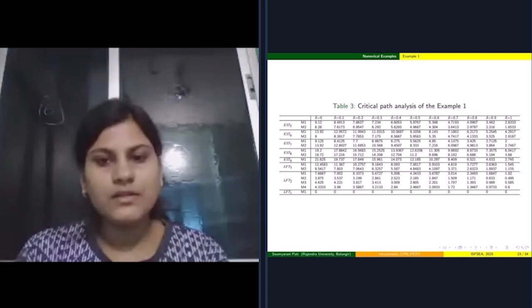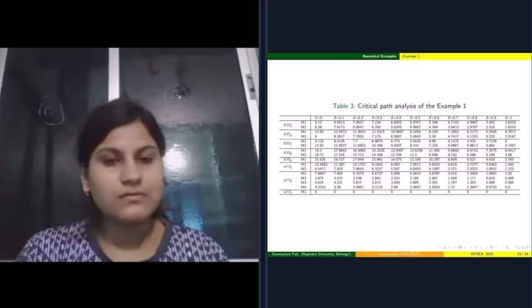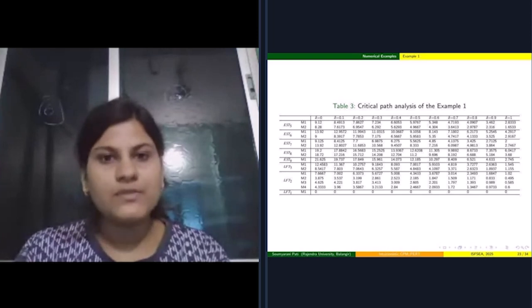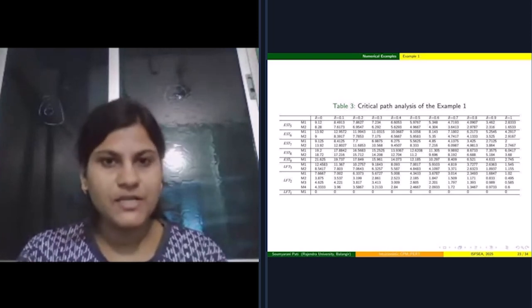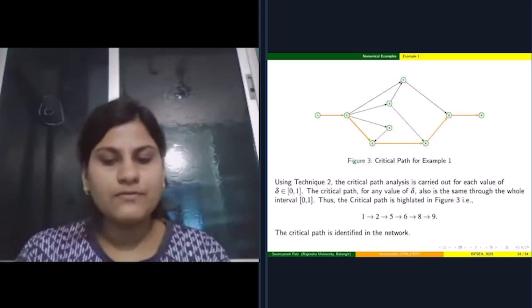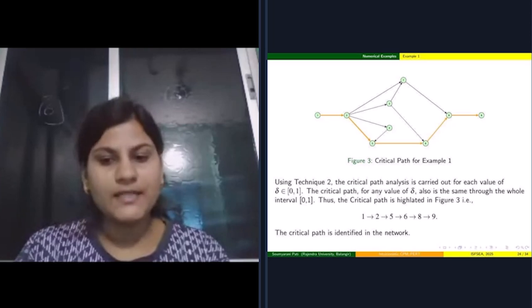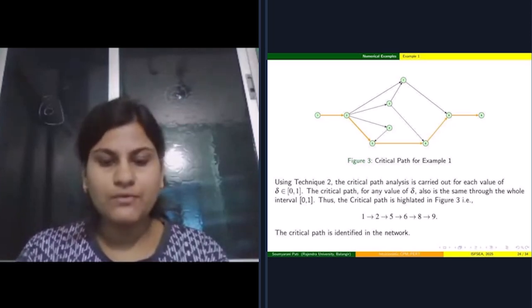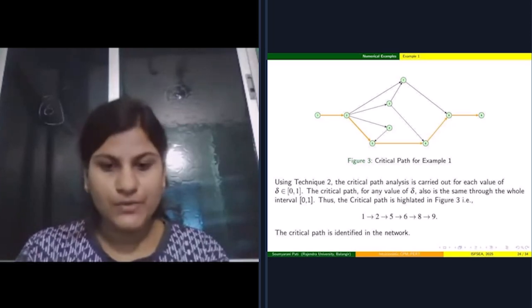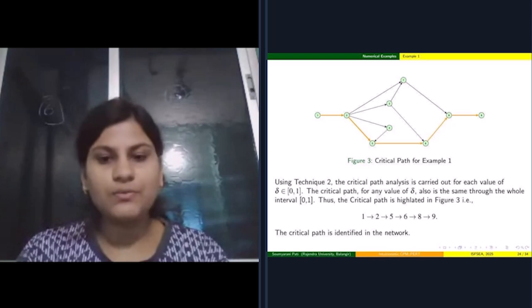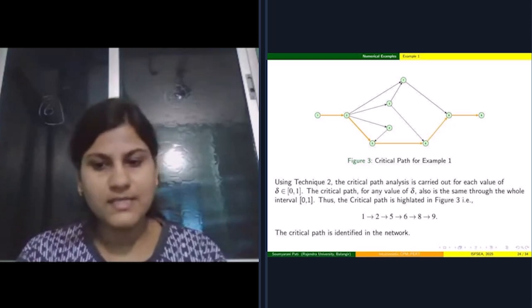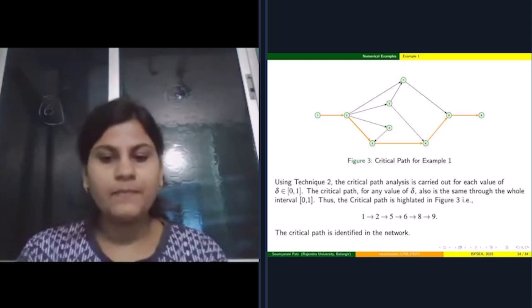So by using the solution technique, we can solve the CPM, and by using the possibility mean function, we calculate the earliest start time and the latest finish time for different values of delta. This one is the critical path for this example. By using technique 2, the critical path analysis is carried out for each value of delta belongs to [0, 1]. Thus the critical path is 1 to 2, then 5, then 6, then 8, and then 9.